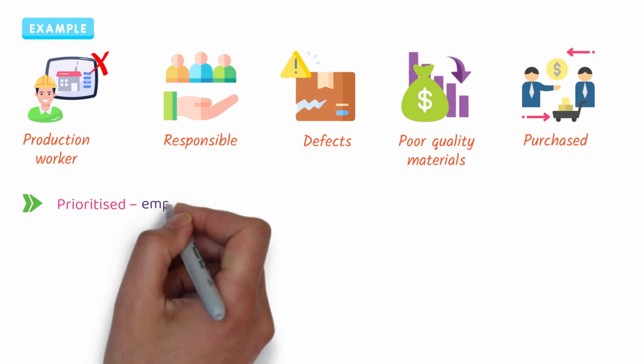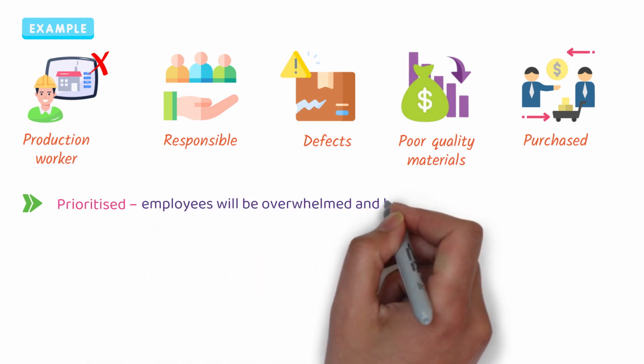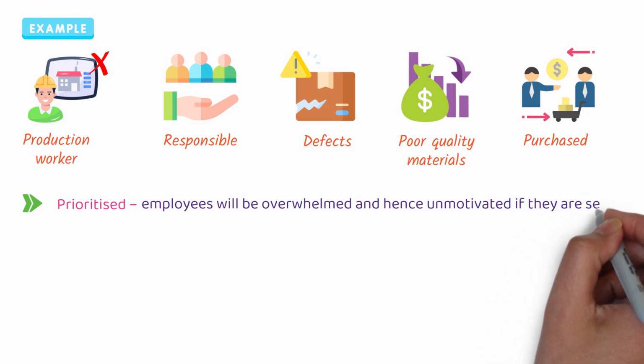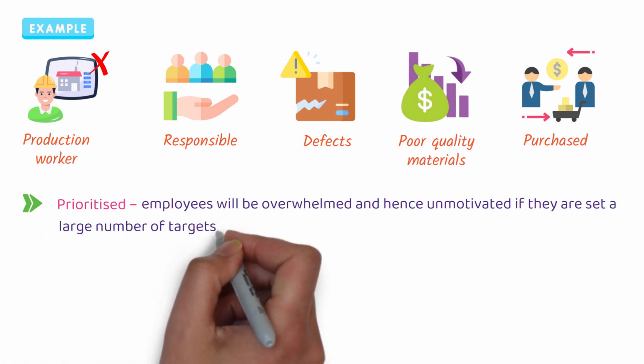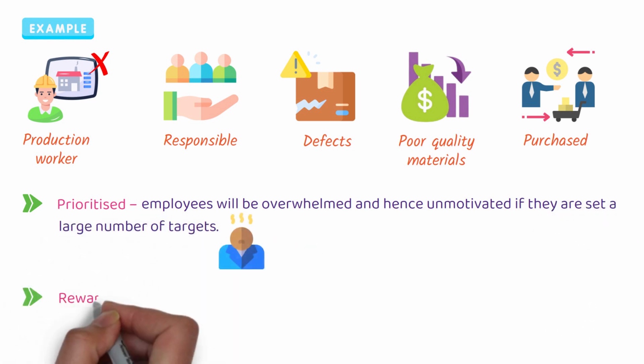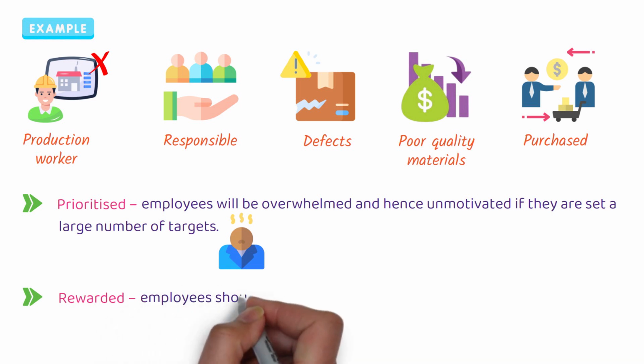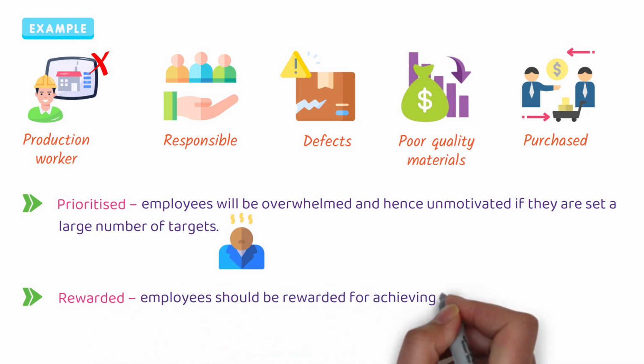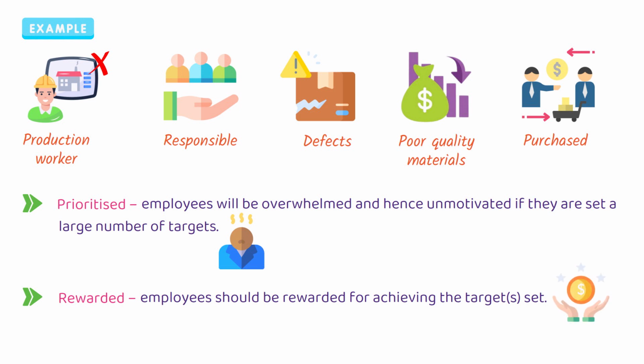Prioritized. Employees will be overwhelmed and hence unmotivated if they are set a large number of targets. Rewarded. Employees should be rewarded for achieving the target or targets set.